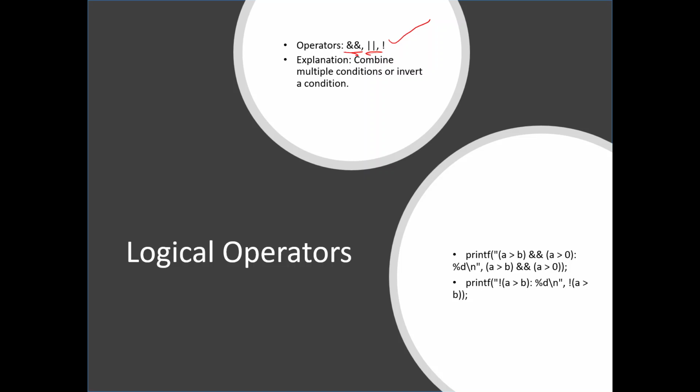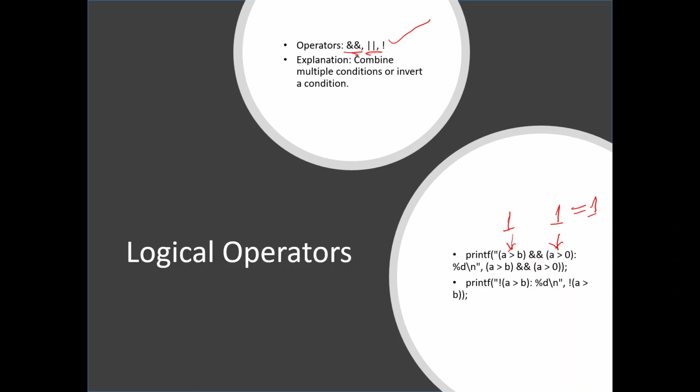Here I am comparing whether a greater than b and a greater than 0 is true or false. So what will it return? a greater than b will return 1 because 10 is greater than 5, and a greater than 0 also returns 1. So 1 AND 1, what will be returned? It obviously returns 1.